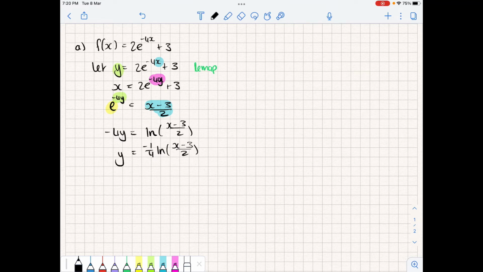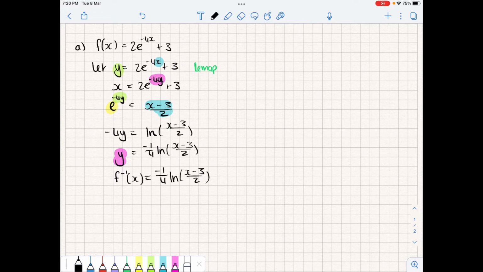Okay. Now, we weren't asked to find a function y equal to, we were asked to find the inverse, so we can change this y into the appropriate notation. The notation for the inverse is f to the minus 1 of x equal to minus 1 over 4 times the natural log of x minus 3 over 2.